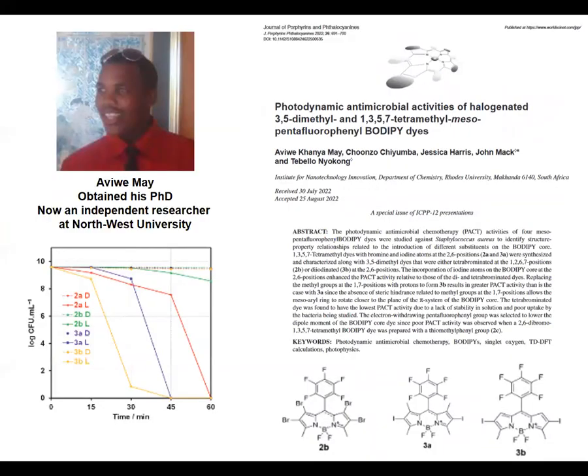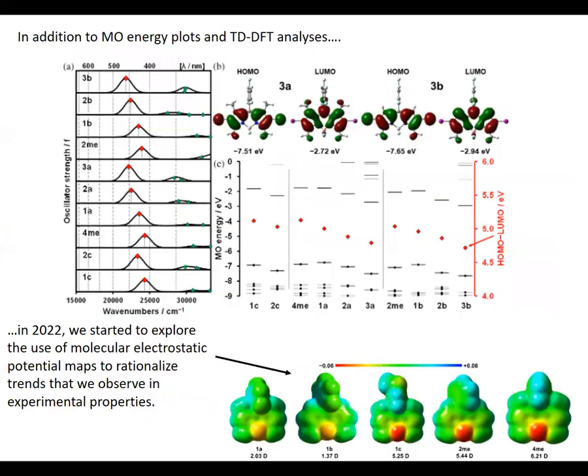Another area where we've started pushing what we do with CHPC is we've been looking at how we can use molecular electrostatic potential maps to rationalize trends that we observe in experimental properties. Here we were looking at a series of corrole bipyridines and the PACT activity properties, and we found that looking at the dipole moments and the electrostatic potential maps really helped in that context, and CHPC again helped to push things along in that context.